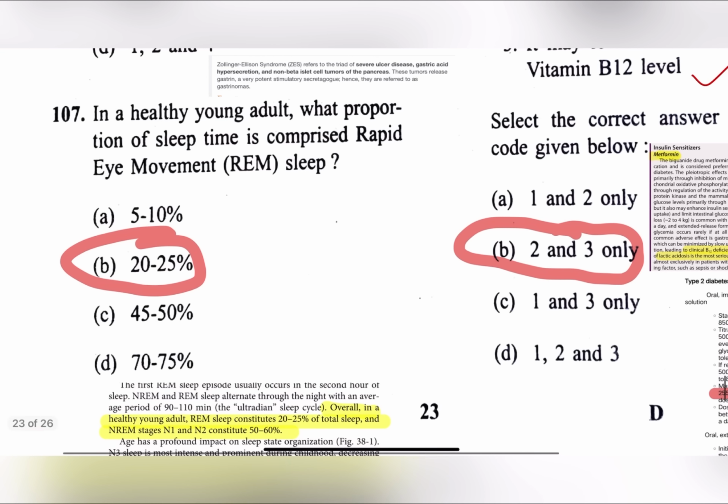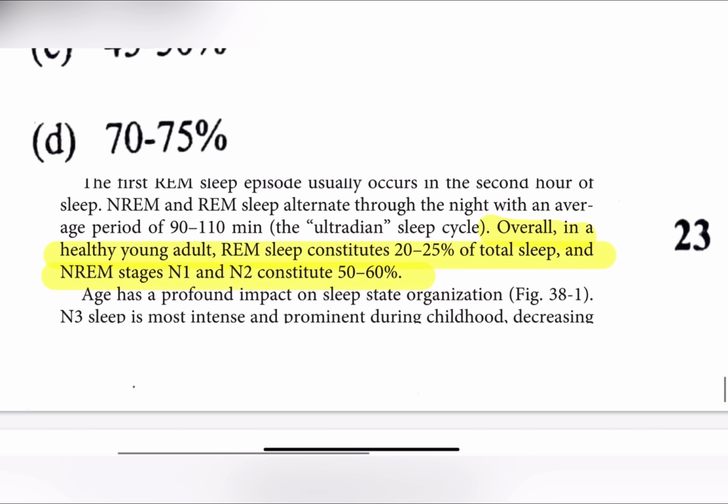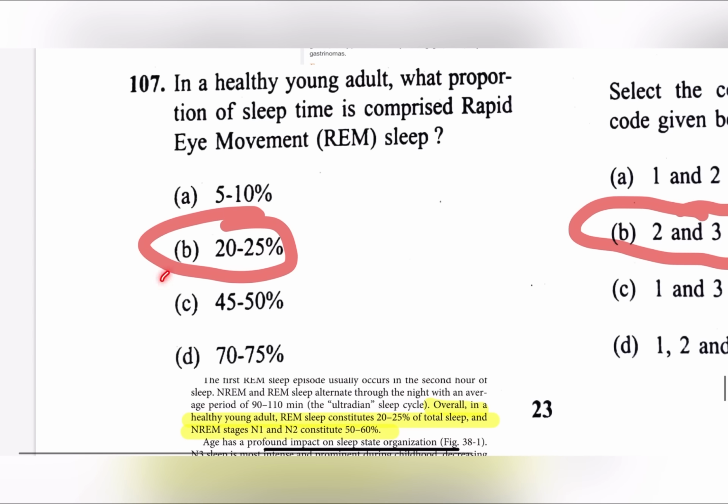In a healthy young adult, what proportion of sleep time is comprised of rapid eye movement sleep? So here we have in a healthy young adult, REM sleep constitutes 20 to 25% of total sleep, while NREM stage constitutes 50 to 60%. They are asking rapid eye, so the answer for this is 20 to 25%.